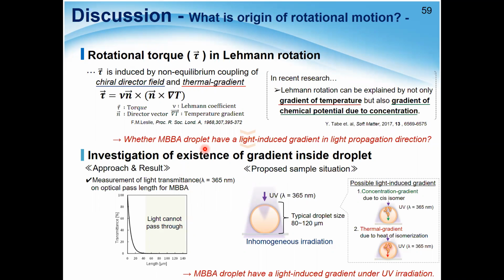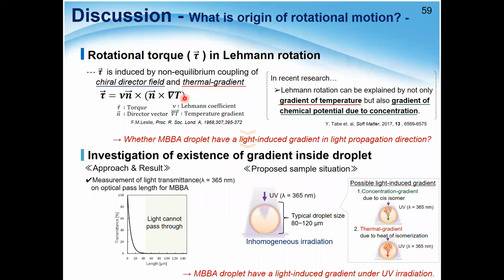And here's the mechanism of this rotation. Just briefly, I'll explain that this was theoretically explained by Leslie, and this is a torque of the droplet. What you need, in this case, is only a thermal gradient to induce the motion. Here the thermal gradient direction is parallel or anti-parallel to the torque. Here's the torque, and the N indicates the molecular orientation.